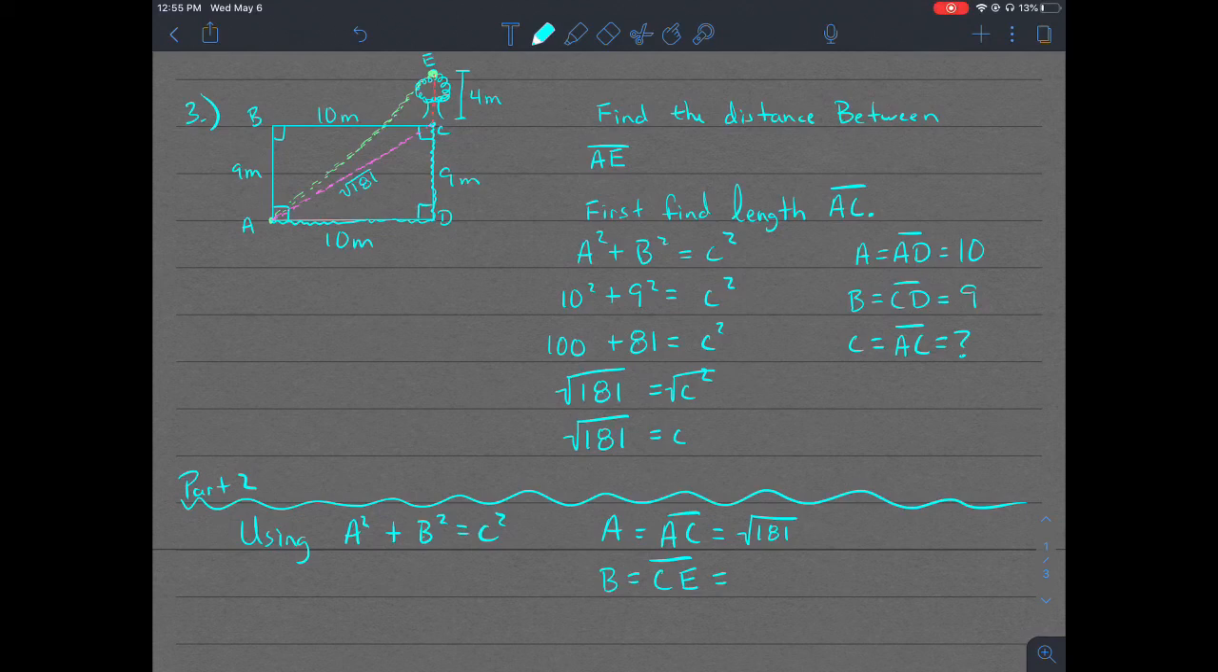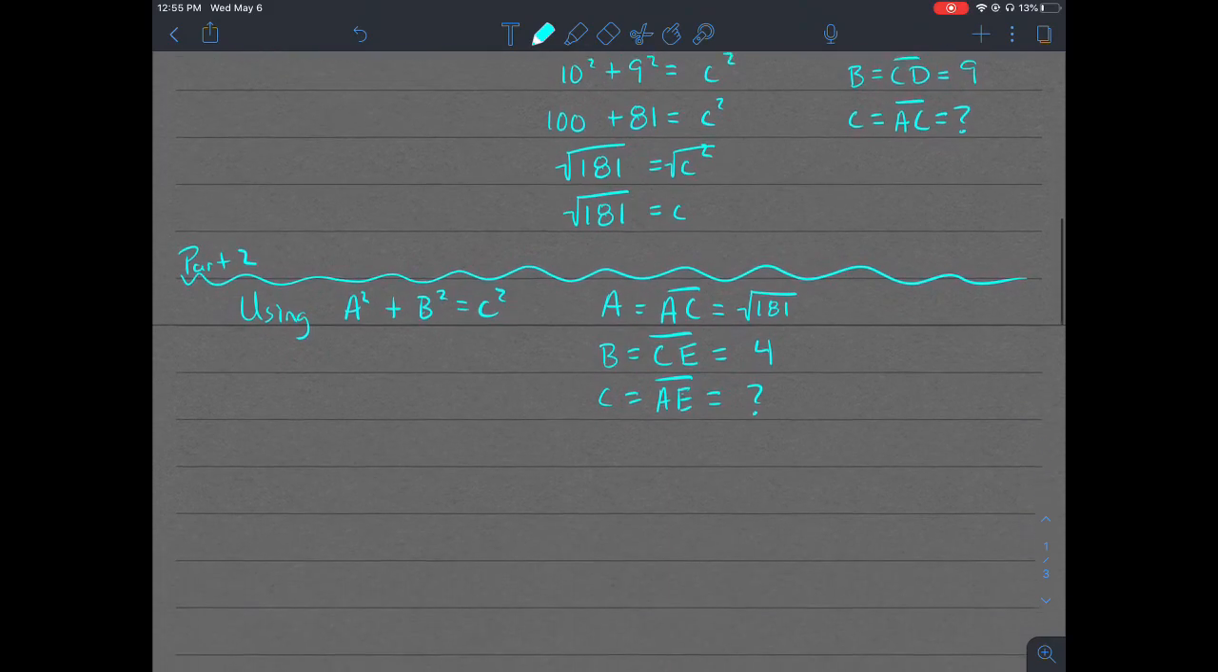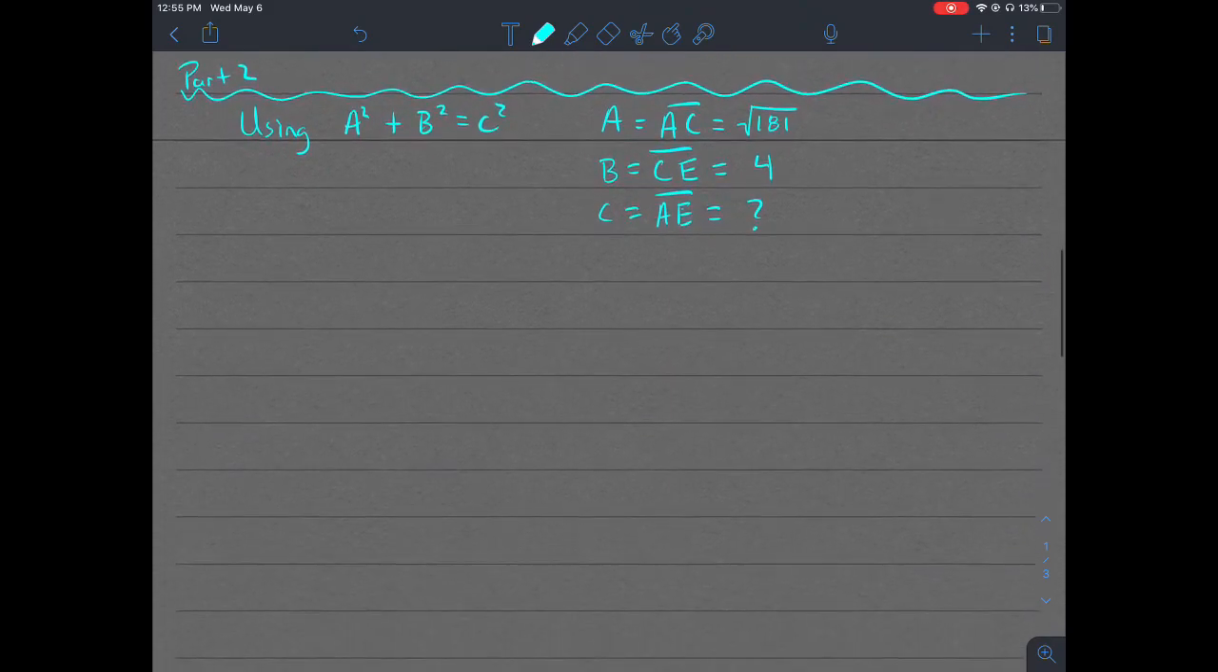which is what? How tall is the tree? From C to E, the red length, how tall is that? It's 4. And then we need to find C. C, which is the green one, the green dotted line that I drew, is from A to E, which is what we need to find. We do not know what that is. That's the ultimate question. That's what we're trying to find here. Okay? So let's use this information to solve for that.